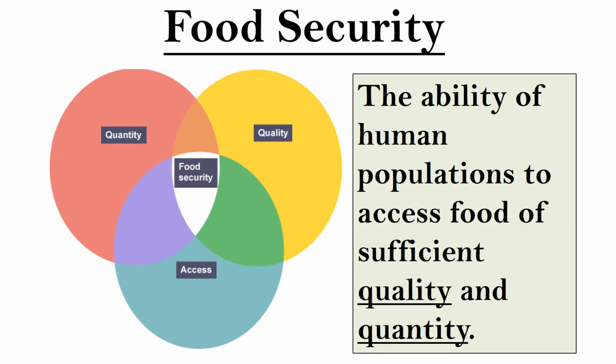So food security, just as a definition, is the ability of human populations to access food of sufficient quality and quantity. Here it is demonstrated by the Venn diagram, and you have also access in here. It's not just to have enough food, it needs to be of good quality.